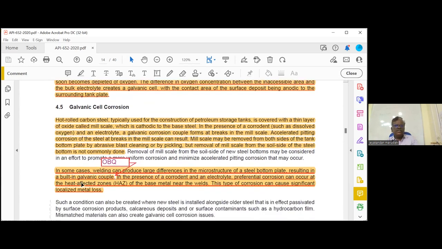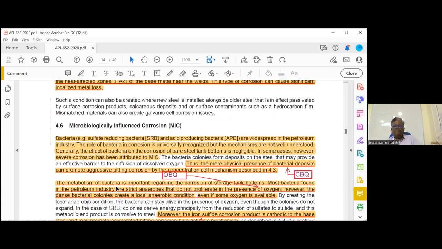Then galvanic cell corrosion, second paragraph. In some cases, welding can produce a large difference in the microstructure of a steel bottom plate, resulting in a built-in galvanic couple. In the presence of a corrosive electrolyte, preferential corrosion can occur in the heat affected zone. Sometimes the weld will not corrode, but the heat affected zone will, because of the different metallurgical process.